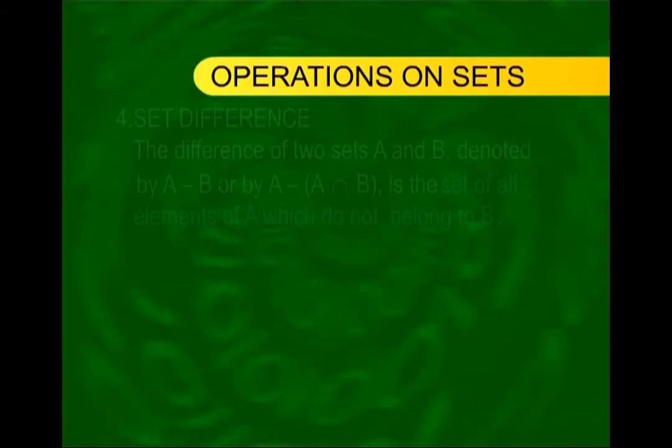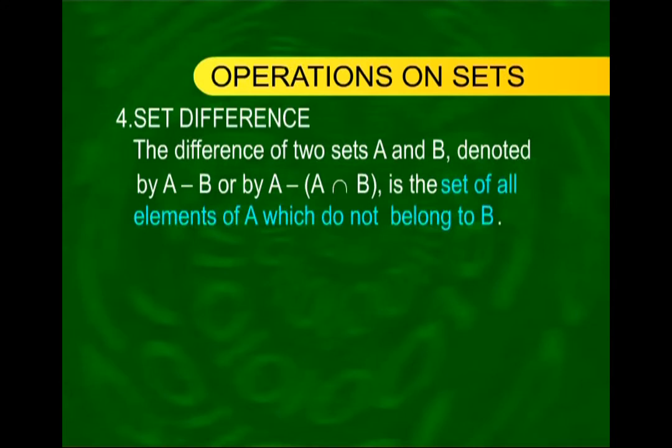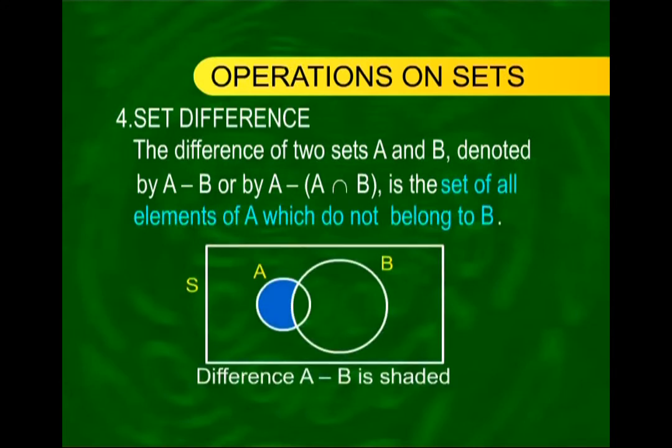The difference of two sets A and B, denoted by A minus B, is the set of all elements of A which do not belong to B. Representing this point by the Venn diagram that you now see on the screen, the shaded area of the set A represents the set A minus B, because it is all those elements of A which do not belong to B.